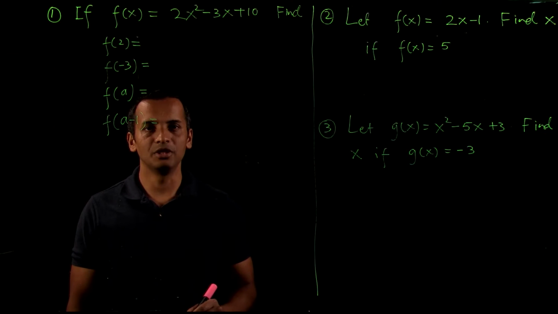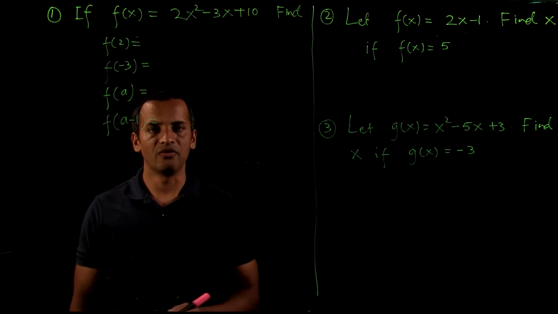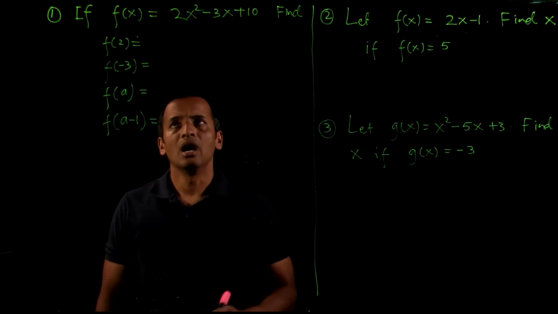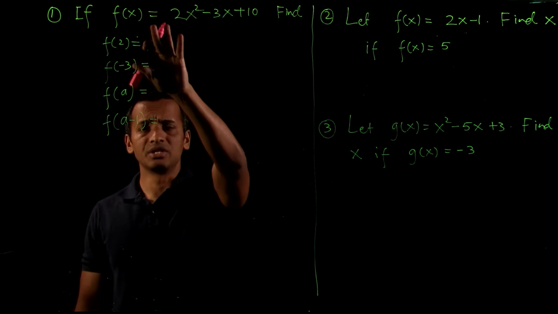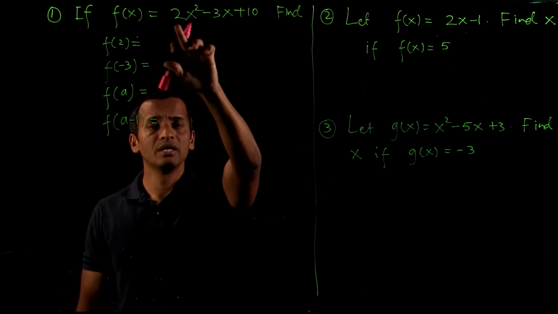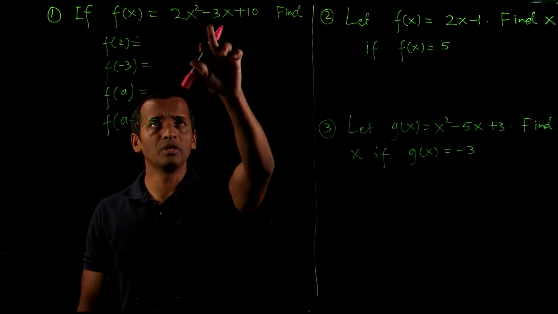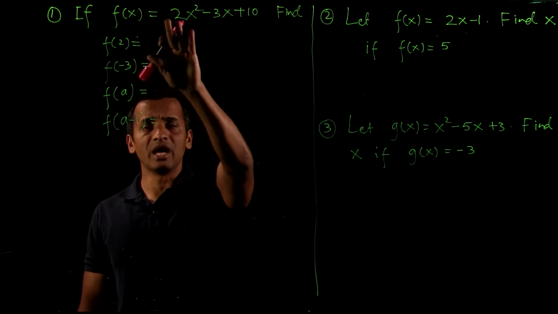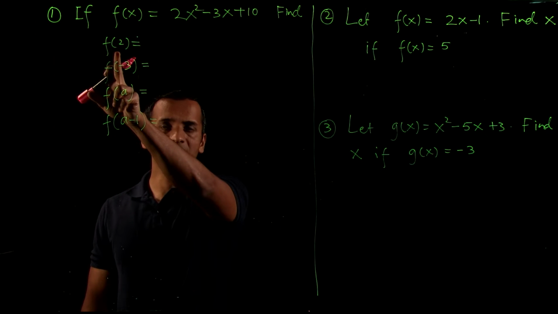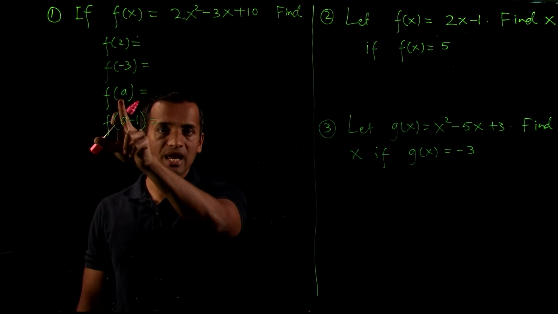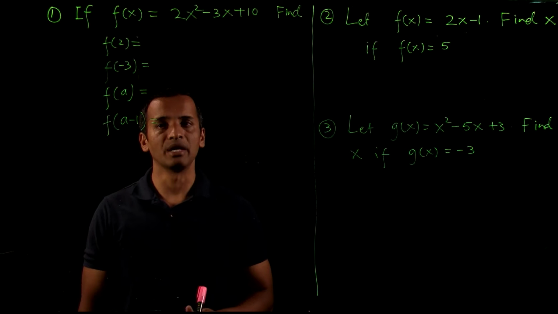Hi, in this video I'm going to show you how to find the value of a function at given points. Okay, let's take an example. In example 1, you can see that the function f of x is given as 2x squared minus 3x plus 10, and you want to find the value of this function when x is 2, when x is negative 3, when x is a, and when x is a minus 1.